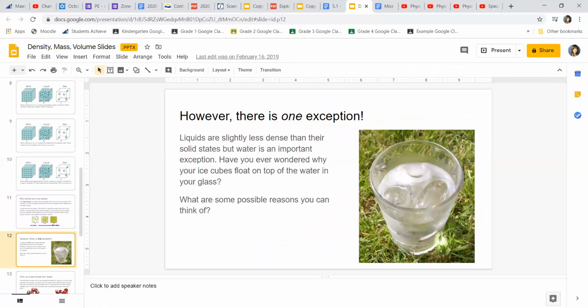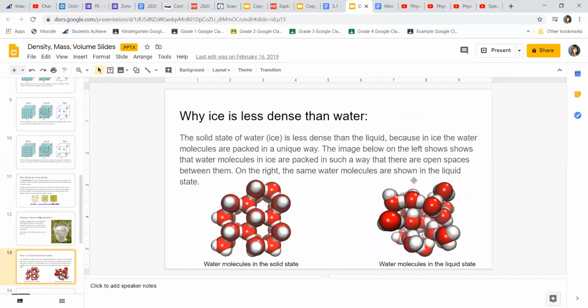But there is one exception, and again, we looked at this briefly last lesson as well, that ice is our exception because the ice will float to the top of the water in your glass. And the reason for that, if you remember from last time, is if you take a look here, look at the water molecules in the liquid state, they're still quite tightly packed together.